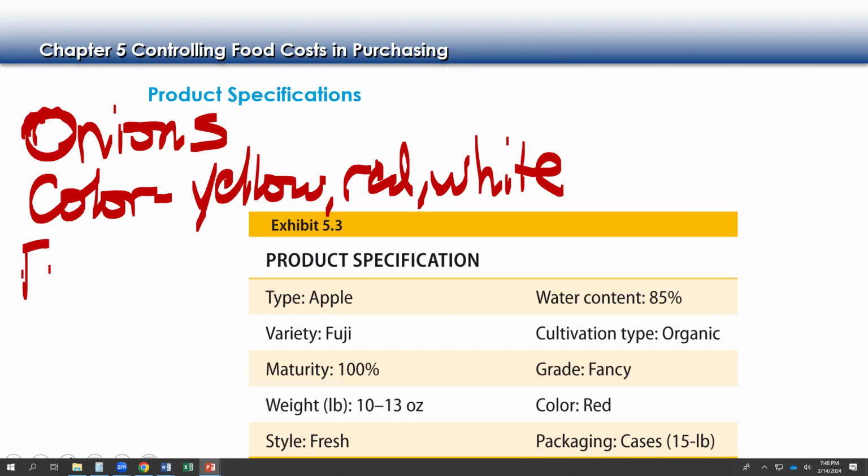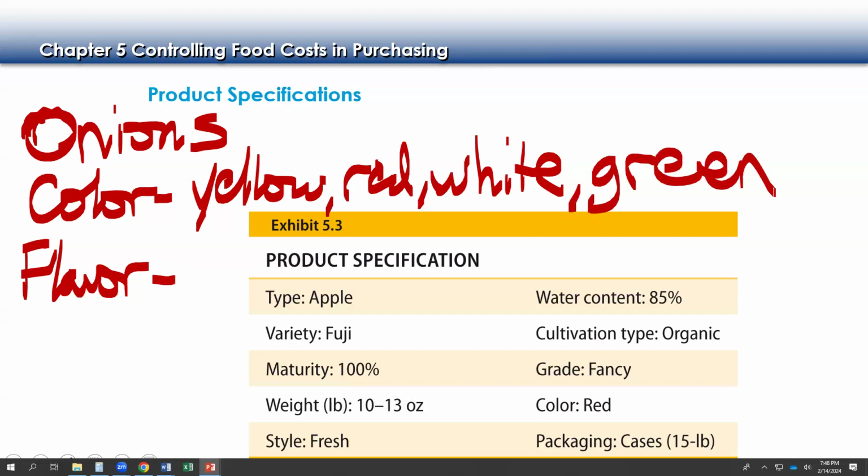The flavor, we have sweet onions, okay? We also have green onions. I forgot about that one, which is not necessarily what we think about as an onion, right? But it's like a scallion or like a green onion, okay? What else? Any other qualities of our onions?